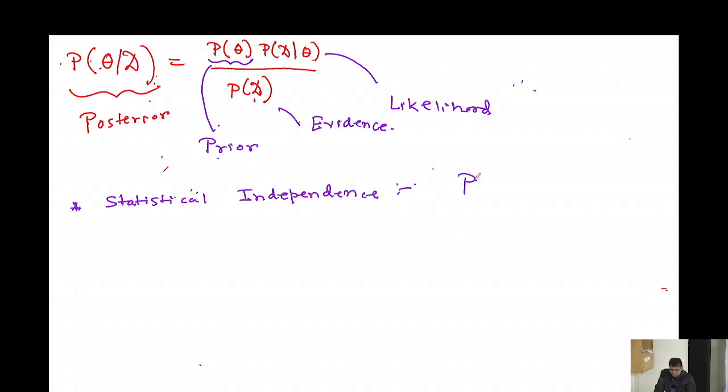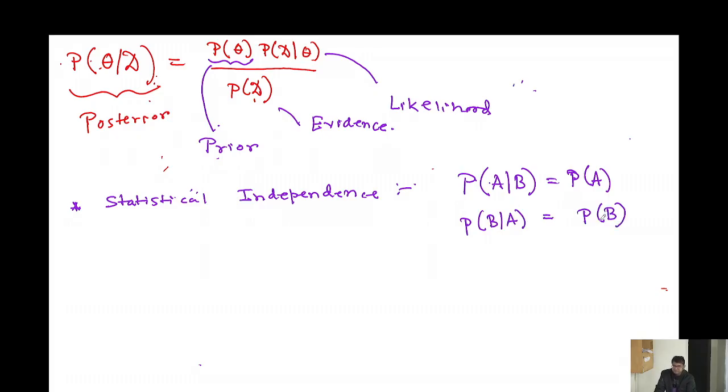So from this definition, that occurrence of one event does not change your belief about the other event, that means probability of A given B will be equal to probability of A. And similarly, probability of B given A will be probability of B. When this condition holds, whether B has occurred or not is inconsequential to the chances of observing A.